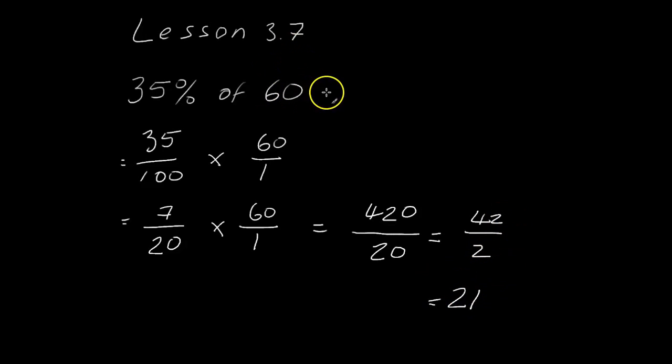because 21 times 2 gives me 42. So in this example, 21 apples represents 35%.